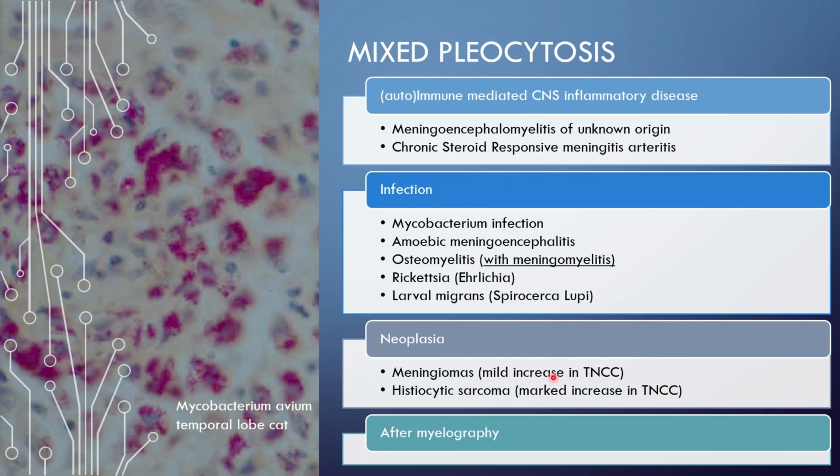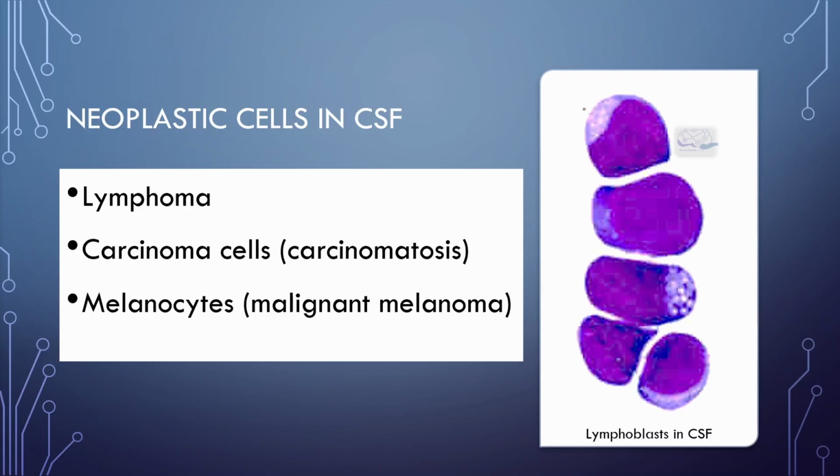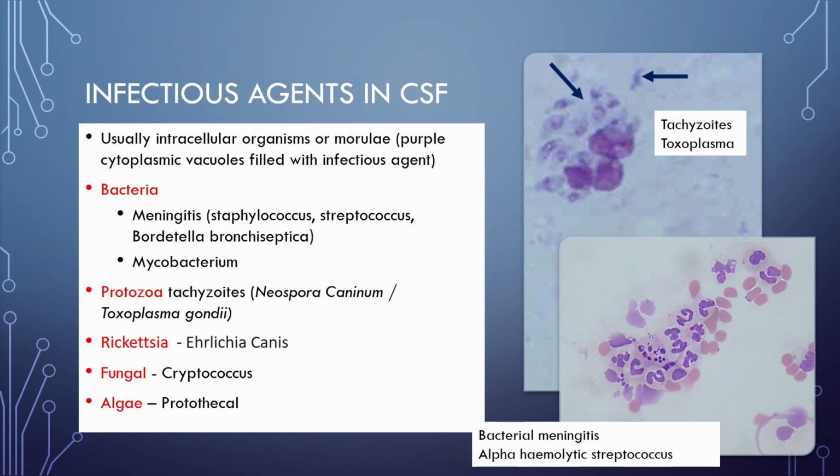Again with neoplasia, and again after myelography. Sometimes you can see neoplastic cells in the CSF. Lymphoma cells, as we've got here, carcinoma cells, if there's carcinomatosis, which is where you get carcinoma spread along the meninges, and it has been reported with malignant melanoma as well. And sometimes you can see infectious agents in the CSF, which is one of the times that you can actually get a more firm diagnosis with a CSF sample alone.